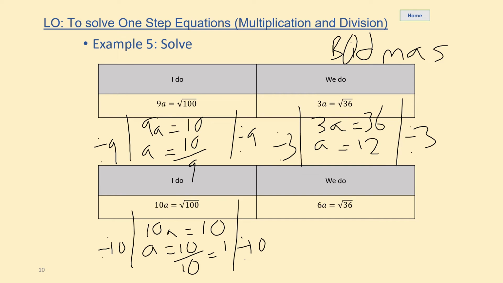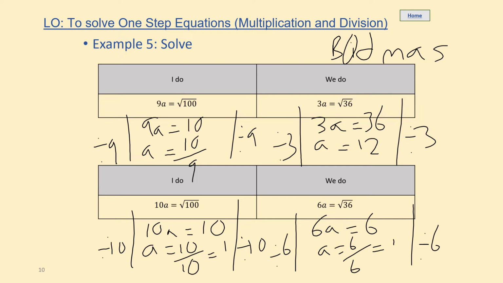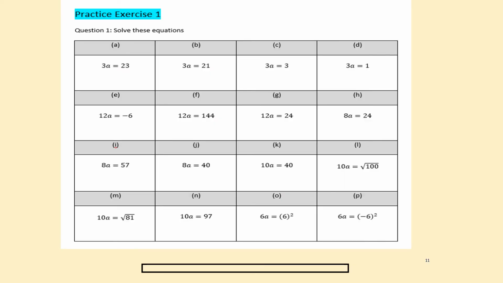Have a go at the other side. Yep, 6a equals 6. The square root of 36 is 6. Divide both sides by 6. So a equals 6 divided by 6, which equals 1. Okay, pause the video while you have a go at these questions.